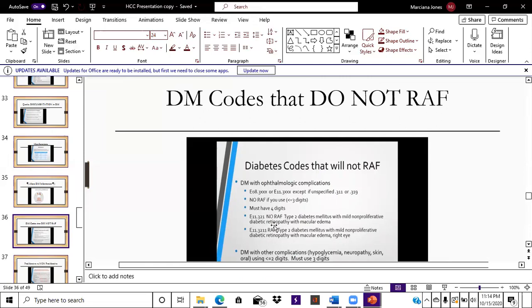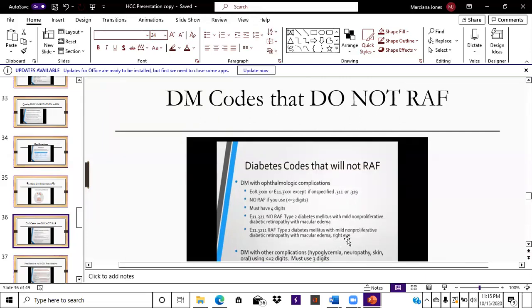Listen to the description: type 2 diabetes with mild non-proliferative diabetic retinopathy with macular edema. It does not say which eye. It does not have a RAF score. It's not specific enough. We talked about that earlier in the presentation as well. So now take a look. E11.3211. We've got an extra number here. It does RAF. Type 2 diabetes with mild non-proliferative diabetic retinopathy with macular edema is the same as up here, but now it's the right eye.